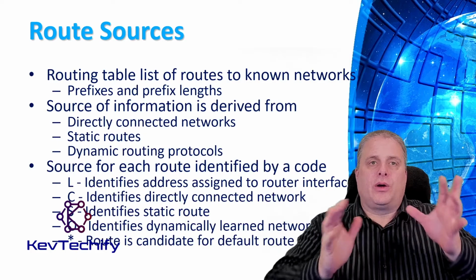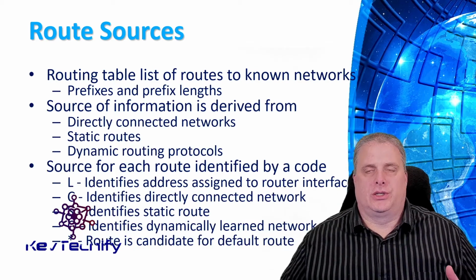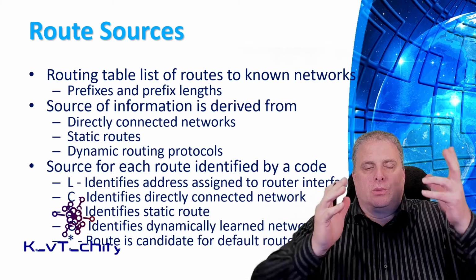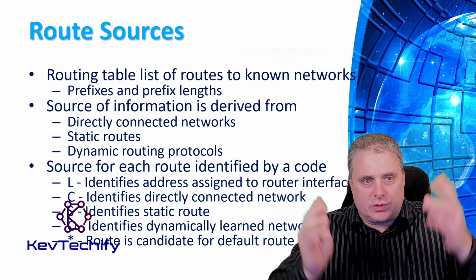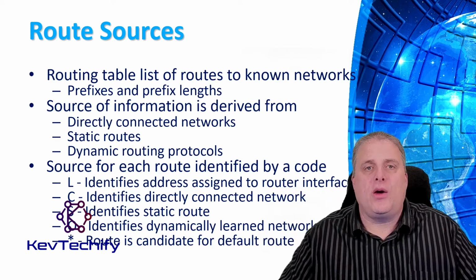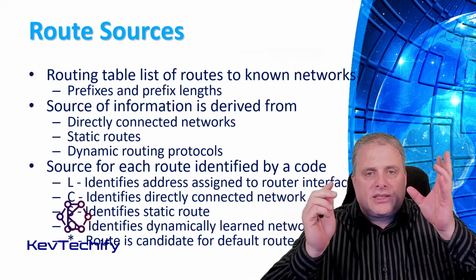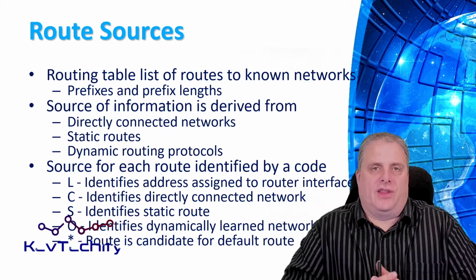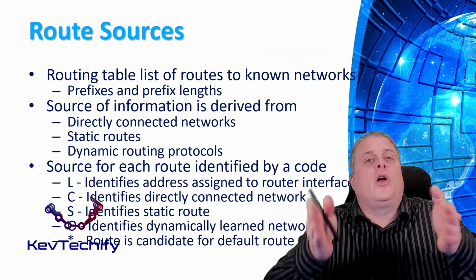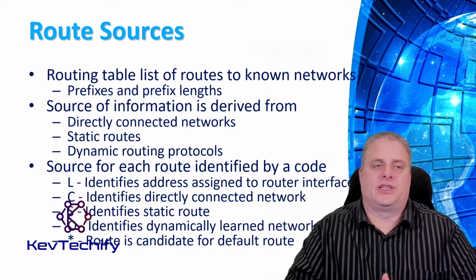As we look at our IP routing table, we're going to learn these routes from different sources. The routing table lists out all the routes it knows of, whether they're directly connected or remote networks. It's going to list out every network I know how to get to. These entries include the prefixes and the prefix length, the network portion and how long that network portion is, for IP version 4 addresses and IP version 6 addresses.